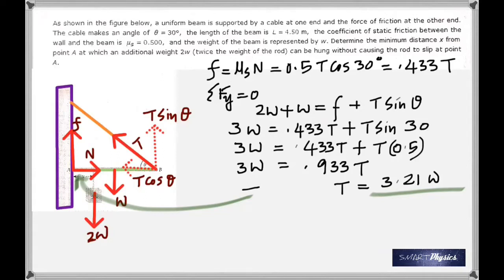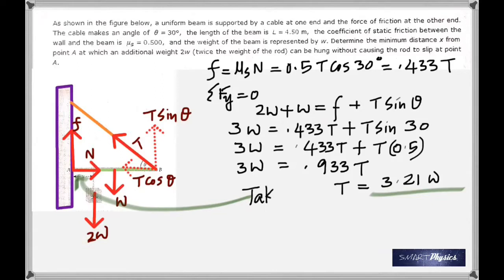Now in the second case, we know that when you take the torque about any point, and we're going to calculate the torque about this point. There will be two clockwise. One of them would be this, and the second one is this. So there are two clockwise torques. And there is just one counterclockwise, which is this T sine theta. Remember that these two forces, F and N, will not create any torque at that point because there's no distance.